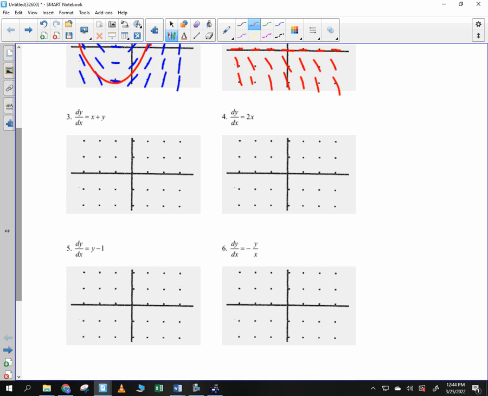See if you can think of number 4. Try to think if you can think of where it's going to be 0 and try to do it kind of quick. Okay, go.